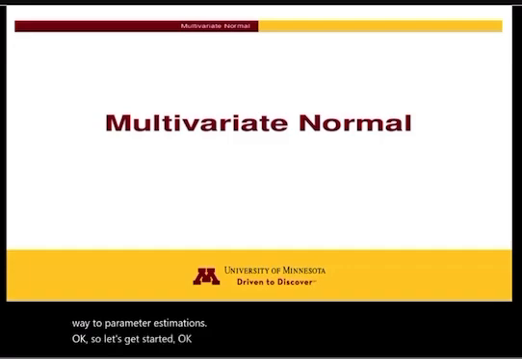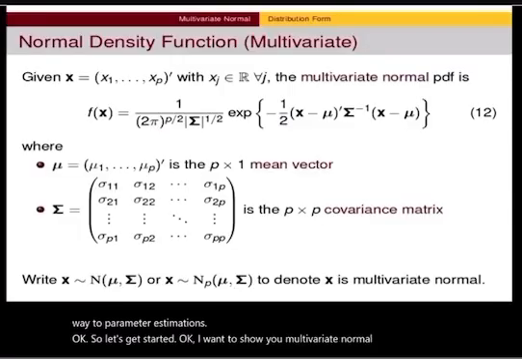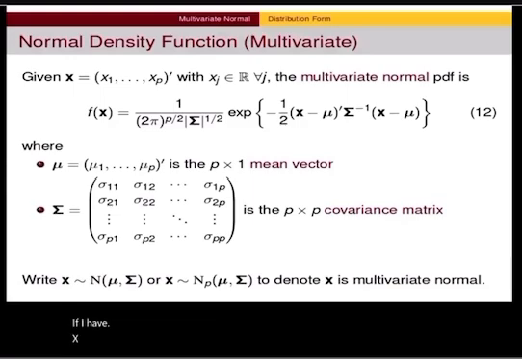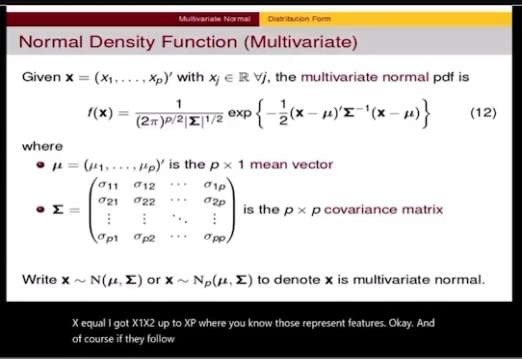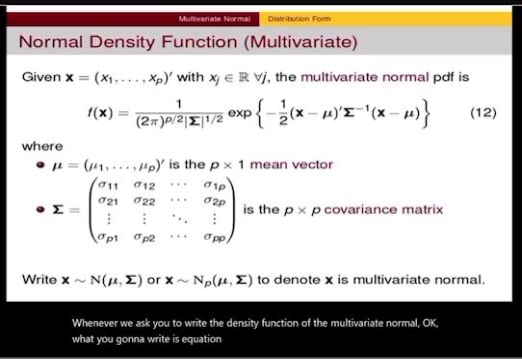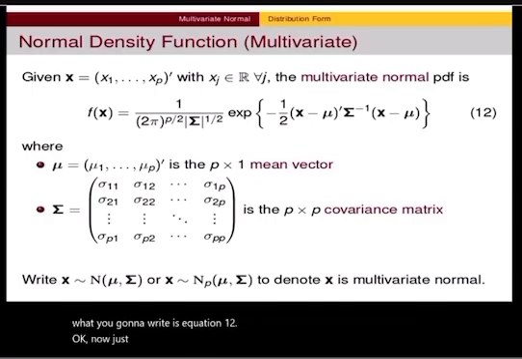I want to show you the multivariate normal density. If you take a look at equation 12, I have x equal to x1, x2 up to xp, where those represent features. If they follow a multivariate normal, the probability density function associated with the joint occurrence of the variables is what is given in equation 12. Whenever we ask you to write the density function of a multivariate normal, what you're going to write is equation 12.